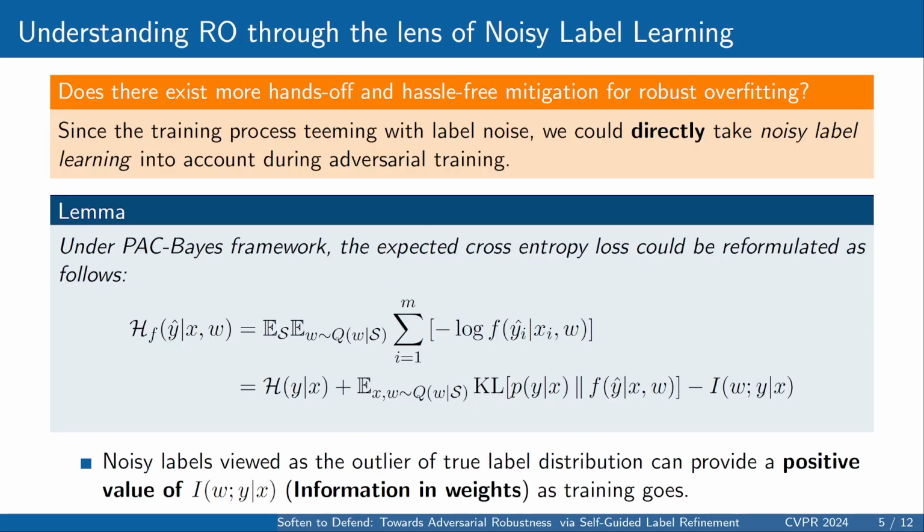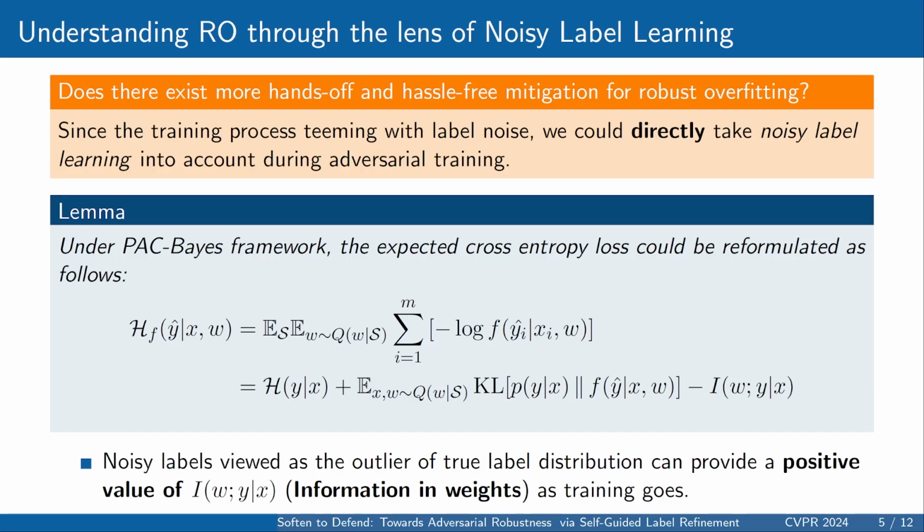Nevertheless, the teacher model needs large consumption of computing resources. If we keep in mind the belief that AT attempts to exacerbate label noise, why shouldn't we directly take noisy label learning into account during AT? Then, by using the lemma in noisy label learning, we derive the decomposition of the cross-entropy loss function under the PAC-Bayes framework.